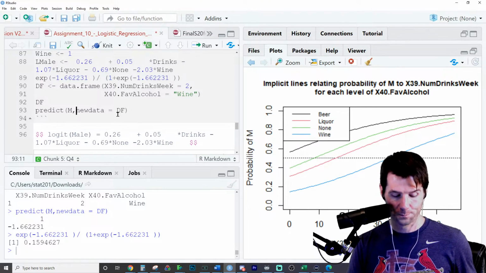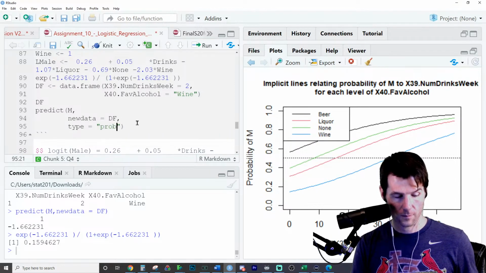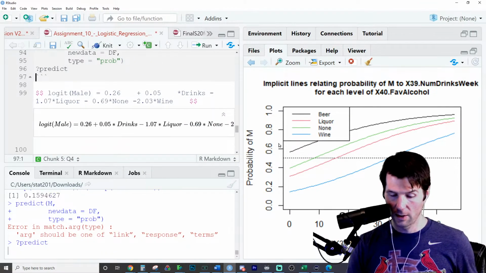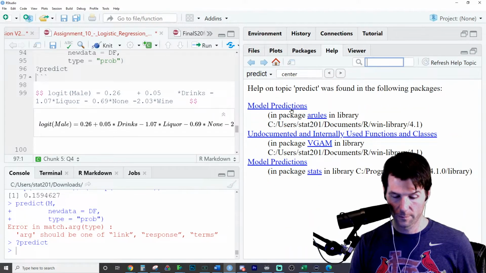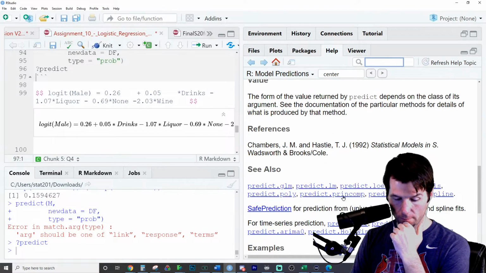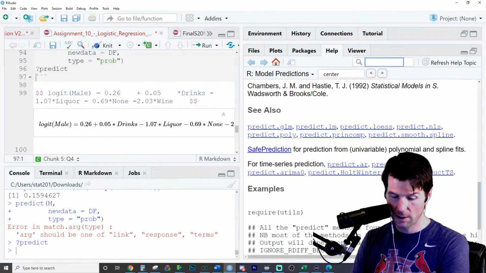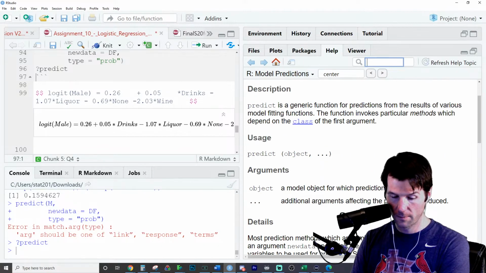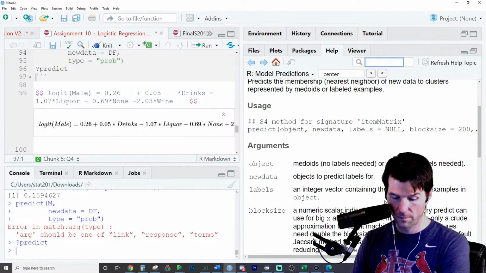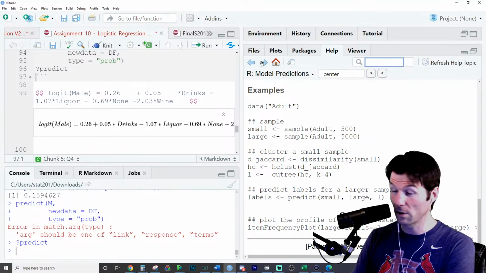I think if we do this, though, there's a way, and I forget, there's a lot of commands to remember. Where is it? Does anyone know? I'm gonna have to Google it.